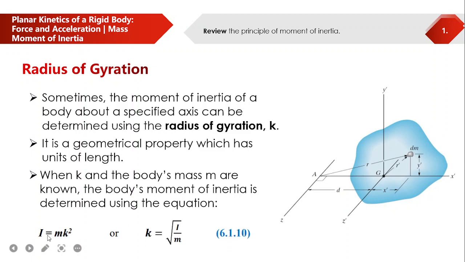So if the k and the body's mass are given, then you can solve directly for I, which is equal to the product of the mass of the body and k squared. Or you can solve for k as equal to the square root of I over m.